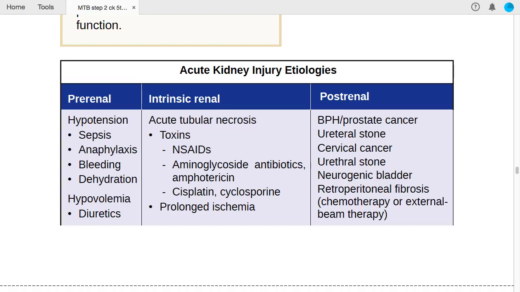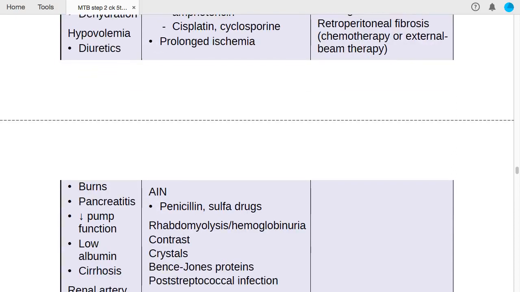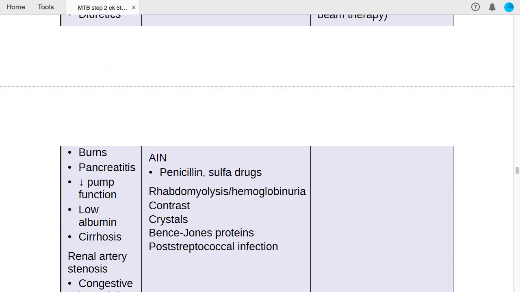Hypovolemia, maybe because of the use of diuretics, the patient can go into hypovolemia, and hypovolemia is responsible for pre-renal azotemia. In case of burns, in case of pancreatitis, decreased pump function like congestive heart failure, pericarditis, a tamponade patient, that can also lead to pre-renal azotemia. In case of hypoalbuminemia, in case of cirrhosis, you are going to see this. We have already covered this in paragraph form, but we are just going to summarize it here in the chart also. This is very important, so just learn this one. Renal artery stenosis, or in case of congestive heart failure, these are all the causes of pre-renal azotemia that can lead to acute kidney injury.